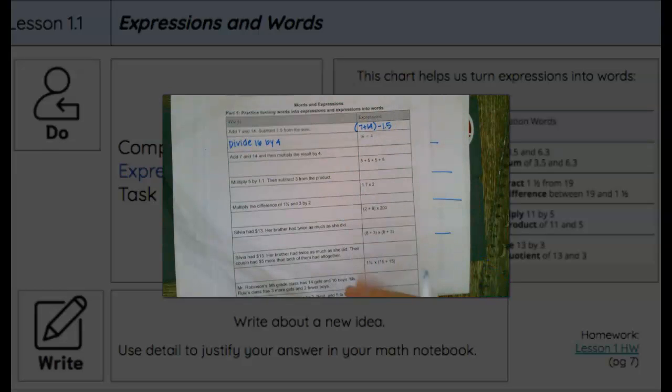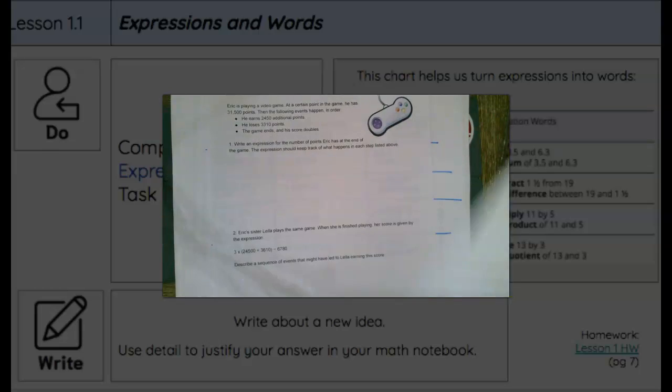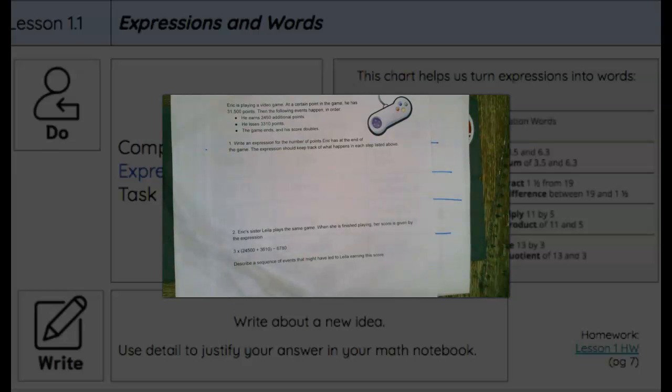You're going to finish that, do that for the rest of this worksheet. And then you're going to move on to part 2, which has more word problems and has to do with Eric, who plays video games and gets a certain amount of points.